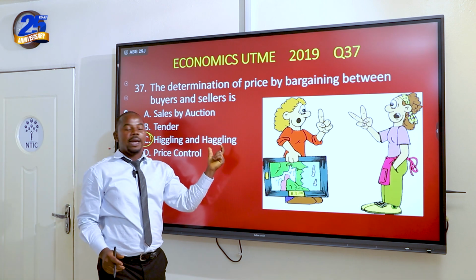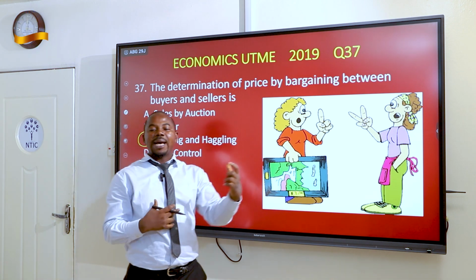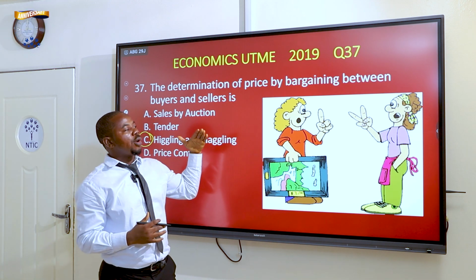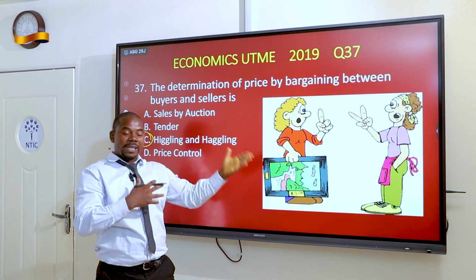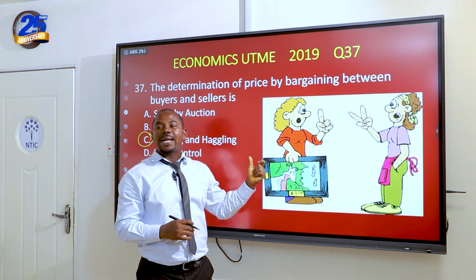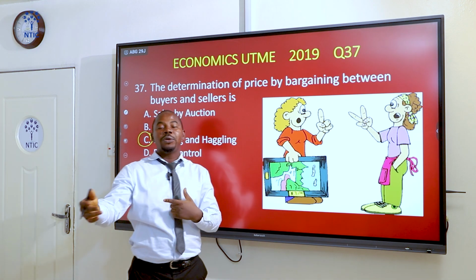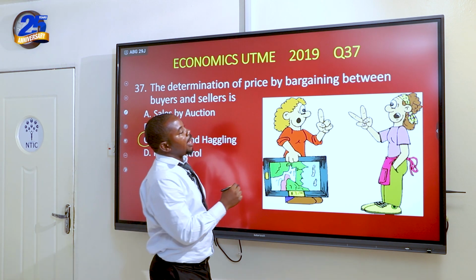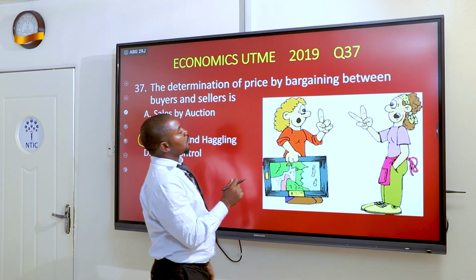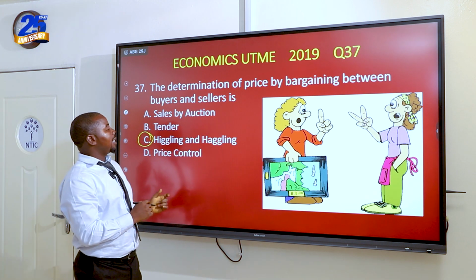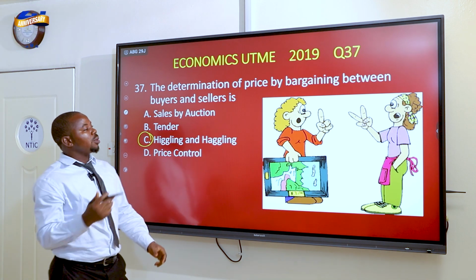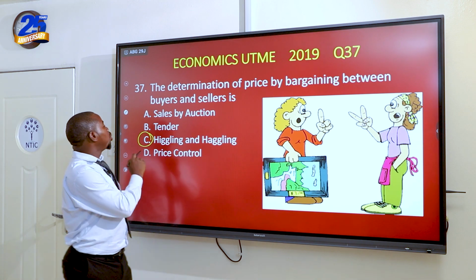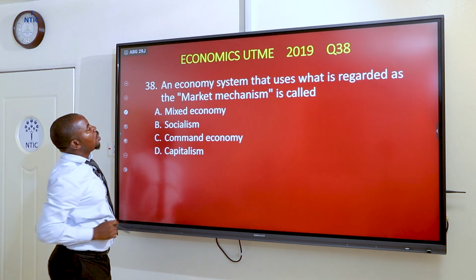What does this one entail? It entails that both the buyers and the sellers will be bargaining, will be negotiating. Then the highest price the buyer can pay, and the lowest price that the seller can give out the goods for, will be considered, and they will come to terms by going to the middle. So that is what we mean by higgling and haggling. When buyers and sellers negotiate and bargain over price until they reach a conclusion or price.